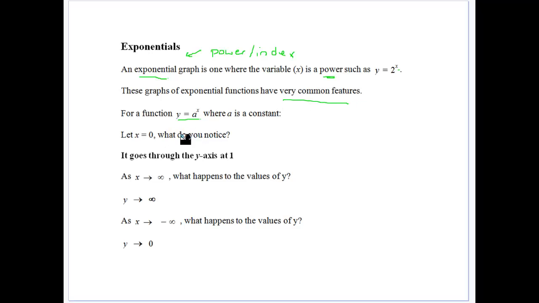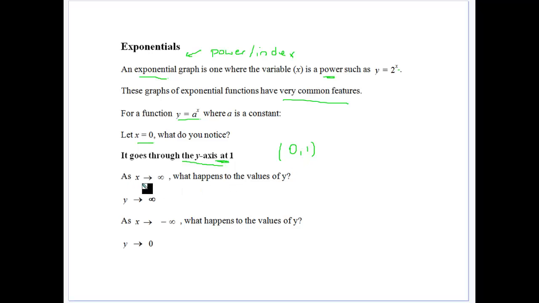So the first thing we want to notice: when x is equal to 0, what do you notice? Anything to the power of 0 would be 1, no matter what a is. A is just some number. It could be 10, could be 2, could be a million. Anything to the power of 0 will go through the y-axis at 1. So we're going to get this common point of (0, 1) there.